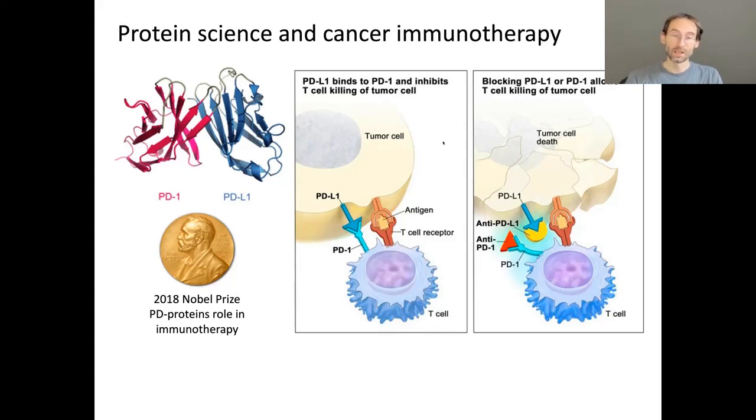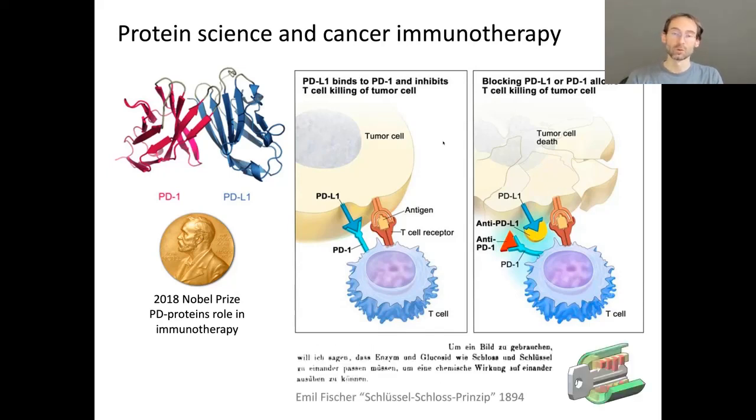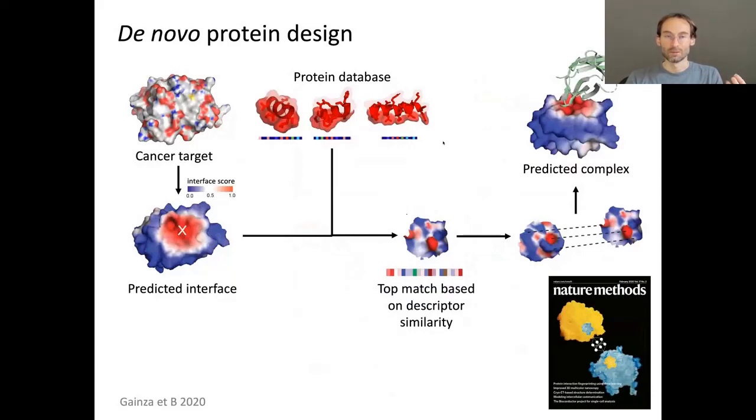And the key problem here is how to design a binder, a molecule that will bind to this target. Usually these targets are difficult to address with small molecules. They are called undruggable. Basically, the interfaces do not have pockets. They tend to be flat. And that's where biological drugs that are based on proteins or peptides come into play.